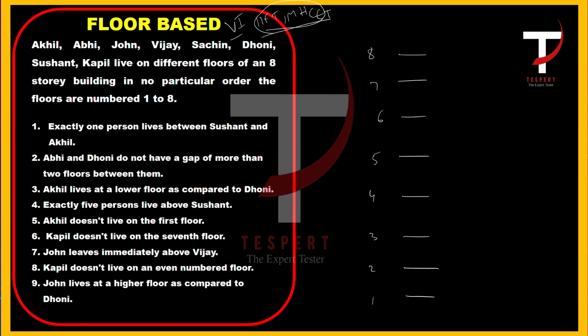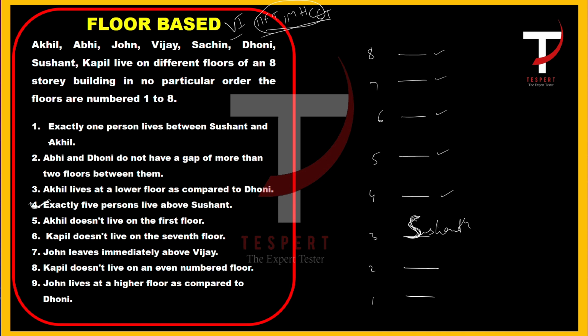Yeah. So we shall consider statement 4. Exactly 5 persons live above Sushant. So this is 1st, 2nd, 3rd, 4th and 5th. So Sushant comes here, because if Sushant comes here, then there will be exactly 5 persons above Sushant. Okay. So this is figured out, the rest is ruled out completely.